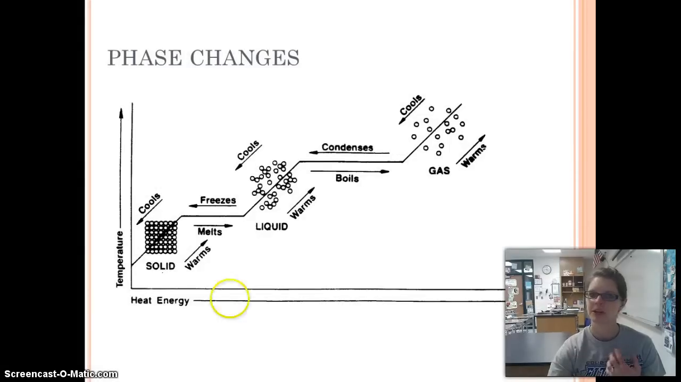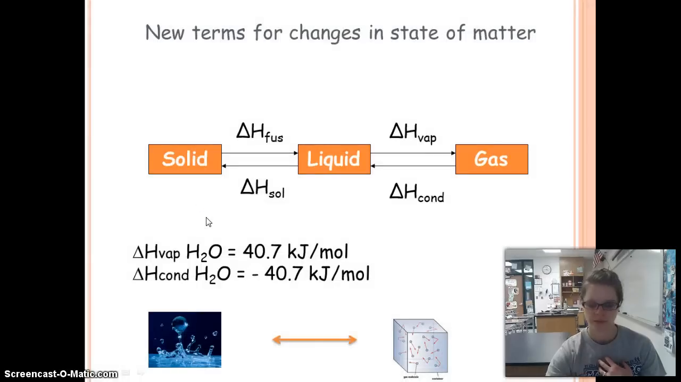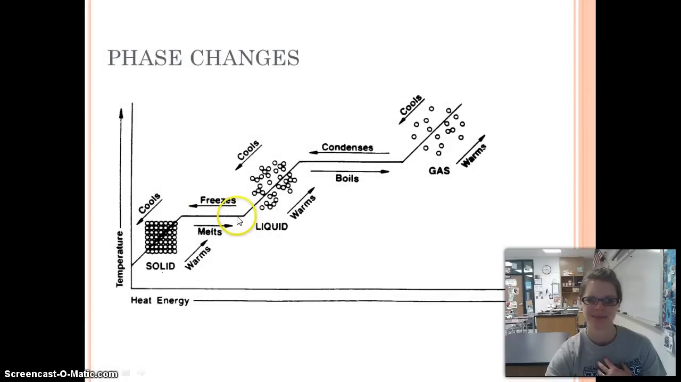Take a look at our first chart that I had up here. Here's your melting and freezing. Take a look at the temperature. We're looking at the starting point to the ending point. The temperature never changes. If temperature doesn't change, that means their speed doesn't change.